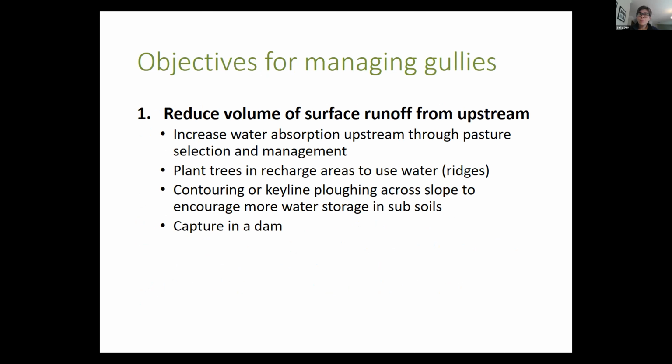So once you've done some monitoring and you think that you may have a problem, we probably need to look at what are the options for managing that gully. So I've tried to break this into separate, there's about 4 stages for us to look at here in detail. So the first one that I've suggested is to look at reducing the volume of surface runoff from upstream. So if you can reduce the amount of water that's coming down through your site, you can reduce the potential for erosion at that gully.